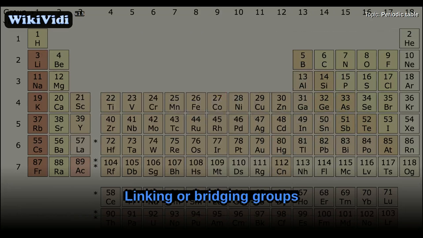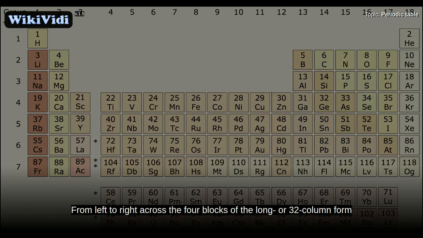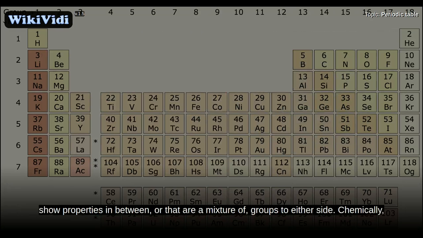Linking or bridging groups. From left to right across the 4 blocks of the long 32-column form of the periodic table are a series of linking or bridging groups of elements, located approximately between each block. These groups, like the metalloids, show properties in between, or that are a mixture of groups to either side.